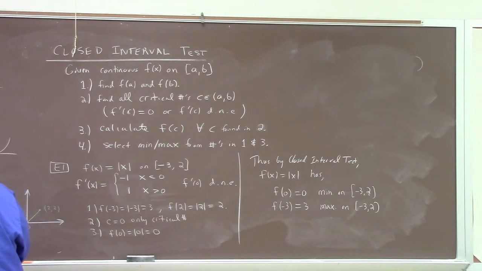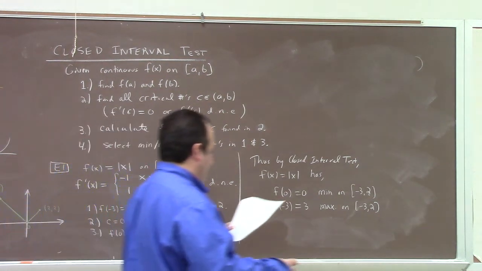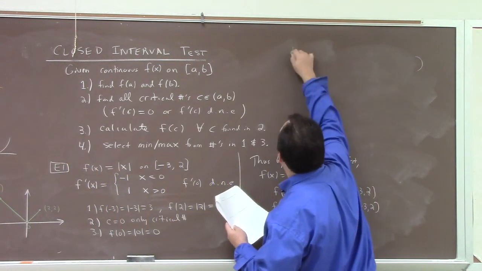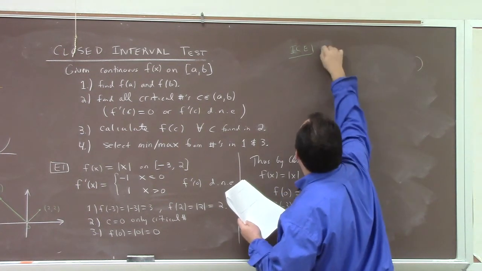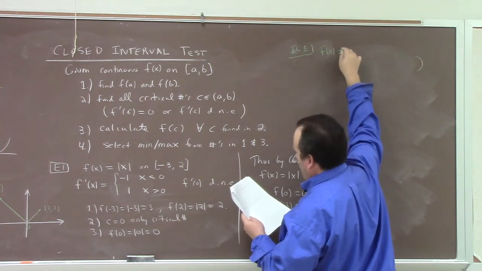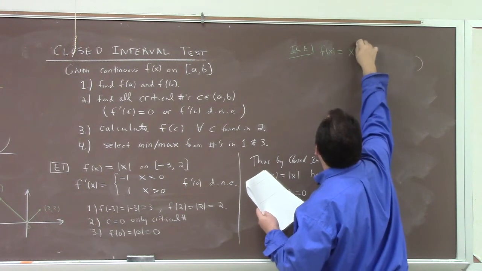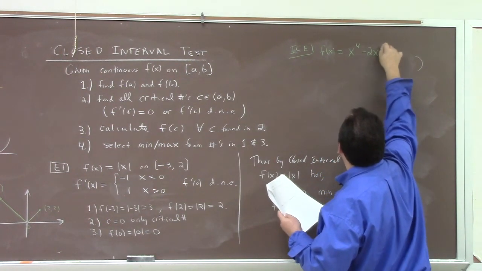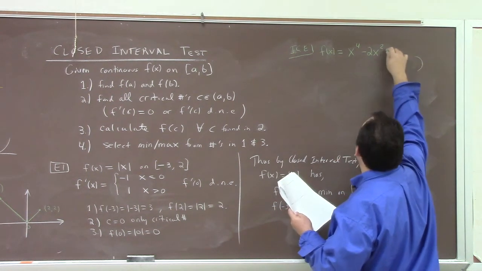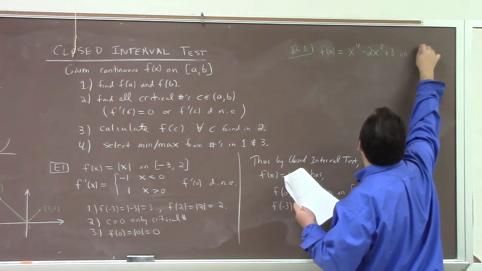Let's see here. I'll do another example. This is f of x equals x to the fourth minus 2x squared plus 3 on 0 to 2. I may regret this.